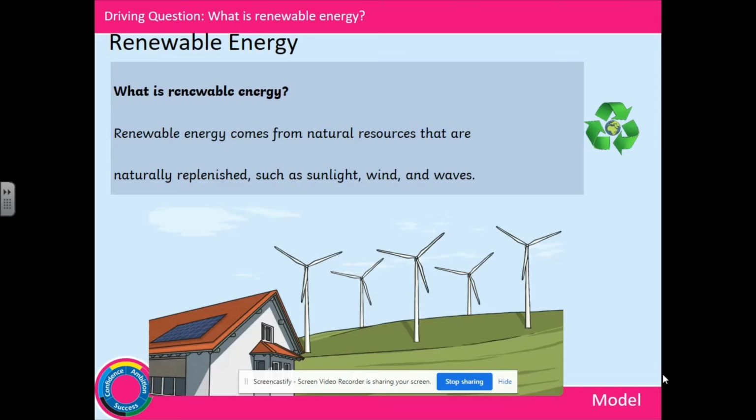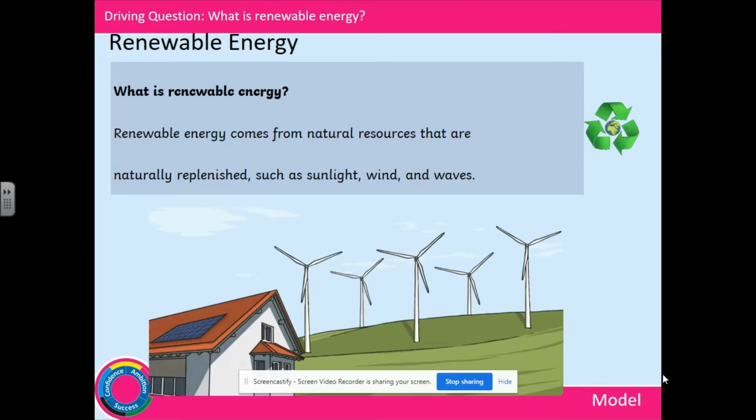But if you should ask, what is renewable energy? How would you define that? This is a very simple term that would have given you the marks needed. Renewable energy comes from natural resources that are naturally replenished, such as sunlight, wind, and waves. However, from the video that you watched before, there are a few other sources.